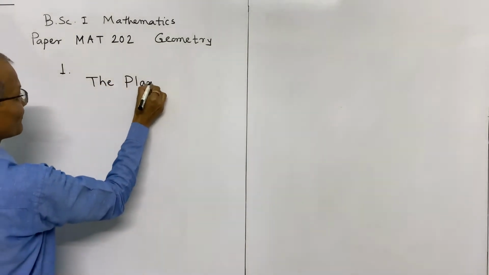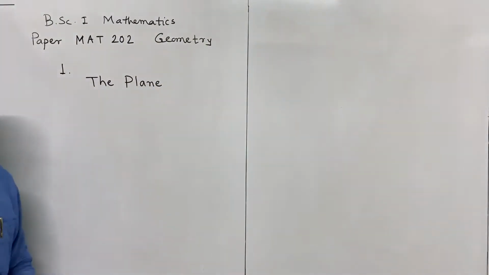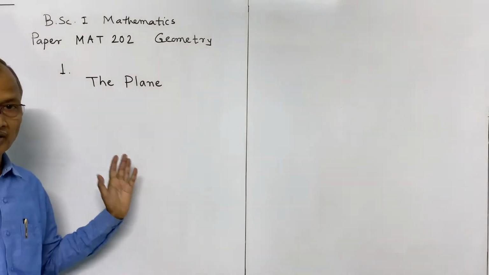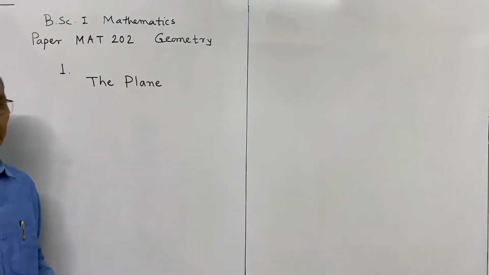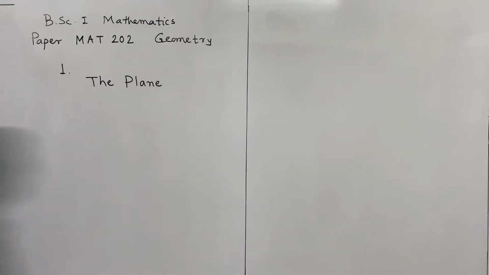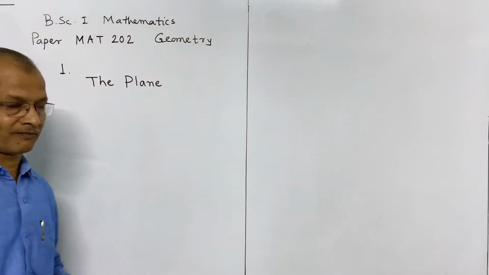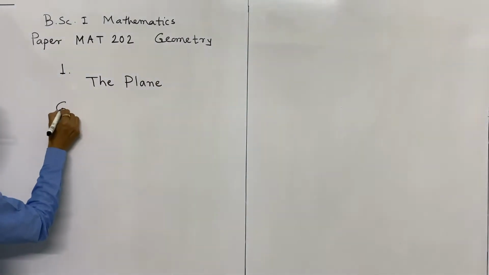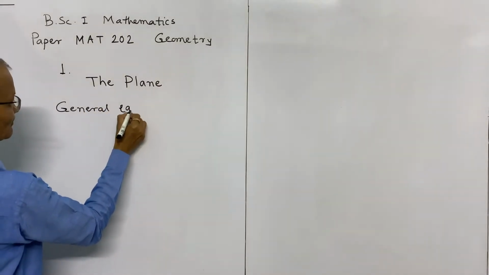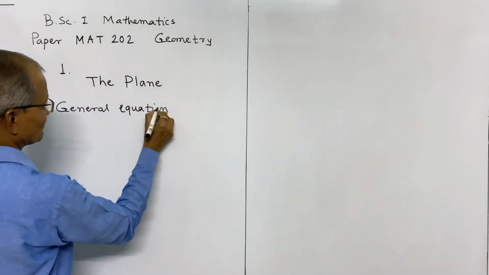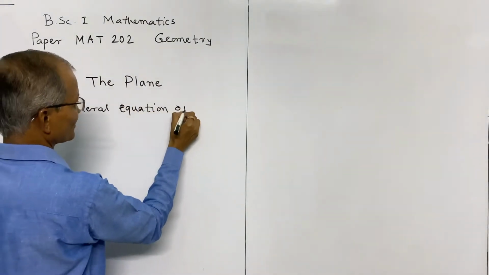In this chapter, we will study the equation of a plane and different forms of the equation of a plane, then the angle between planes and the distance between a point and a plane, etc. Now today we will study the equation of a plane, and for studying the equation of a plane we will first write the general equation of first degree.